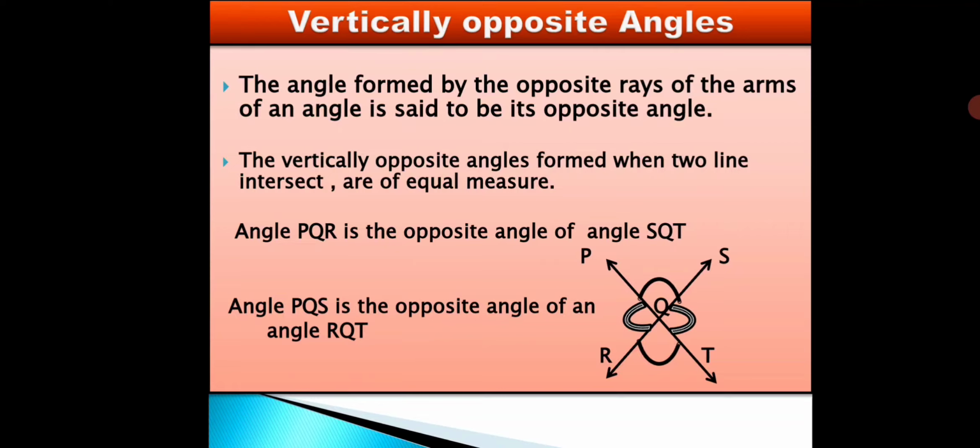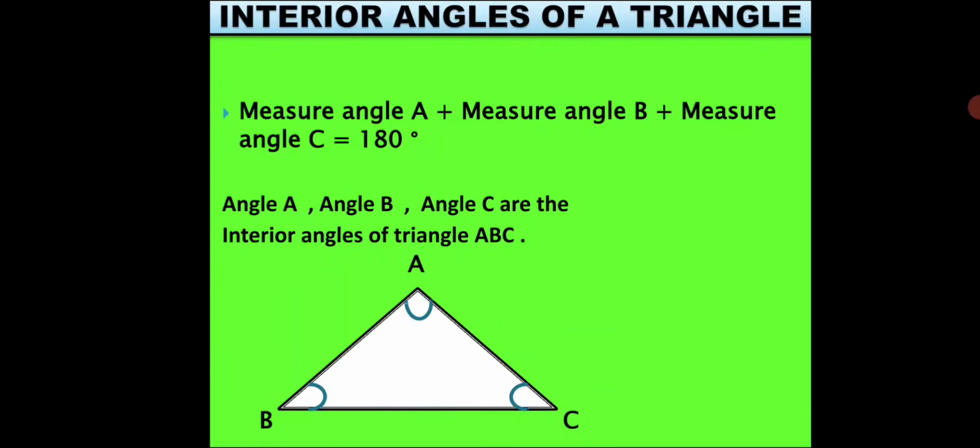It means the angle formed by opposite rays of the arms of an angle is said to be its opposite angle. And the vertically opposite angles formed when two lines intersect are of equal measure. Okay students, remember this concept. It will help you when you are going to solve questions which are based on vertically opposite angles. Now we will move on to the next concept, that is interior angles of a triangle.